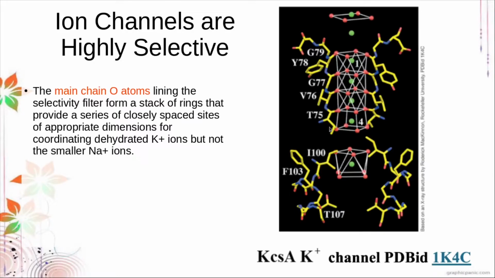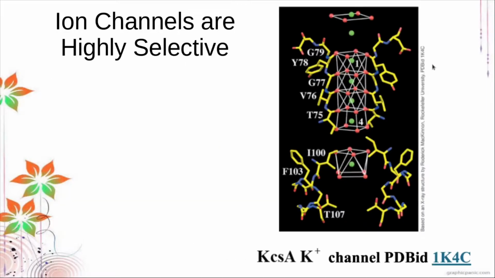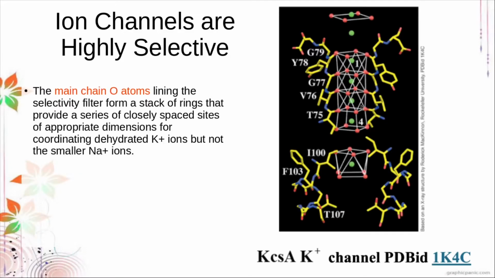So here is a structure of the potassium channel. In a similar way to how aquaporins allow the passage of water, the channel is lined by oxygen, the main chain carbonyl oxygen. The same goes for potassium channels. The main chain oxygen atoms that line your selectivity filter form a stack of rings that provide a series of closely spaced sites of appropriate dimensions for coordinating the dehydrated potassium ions.